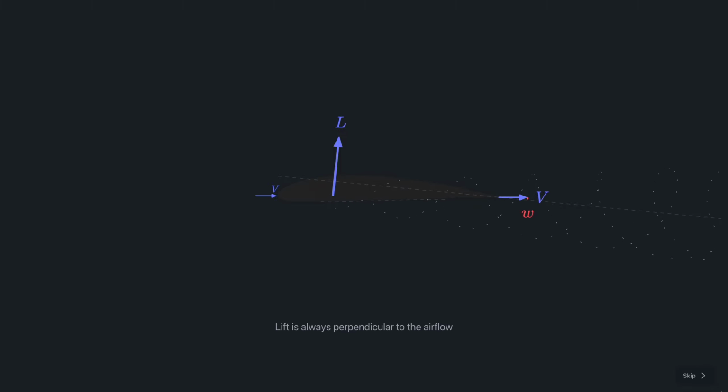Lift is always perpendicular to the airflow. The X component of lift is referred to as induced drag. It's worth noting that, unlike parasitic drag, induced drag decreases with speed. It's actually inversely proportional to the square of the velocity. The Y component represents the true lift.